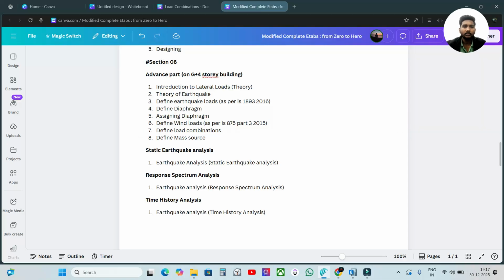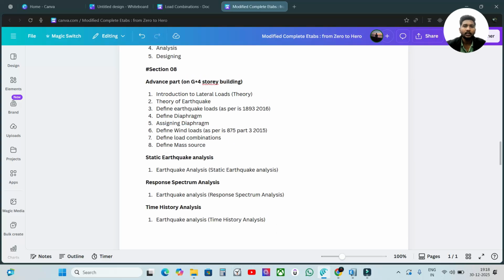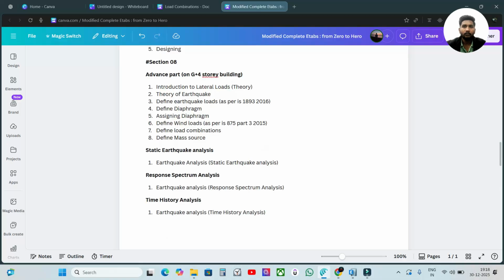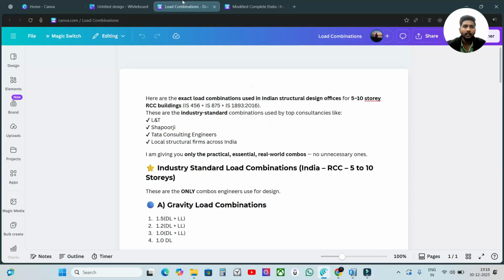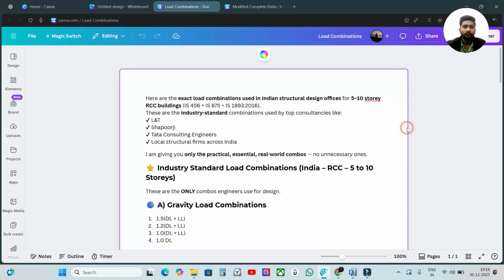In this load combination, for this model only, we have defined the load combination in the form of the gravity loads, that is the dead load plus live load and 1.5 times dead load plus live load. But for the load combinations for the earthquake and the wind load, we have a much bigger number of load combinations. There are about 36 load combinations we have to apply in the form of the gravity and the wind.